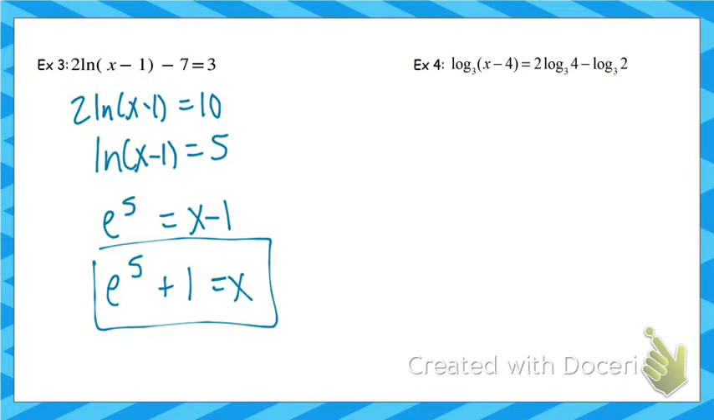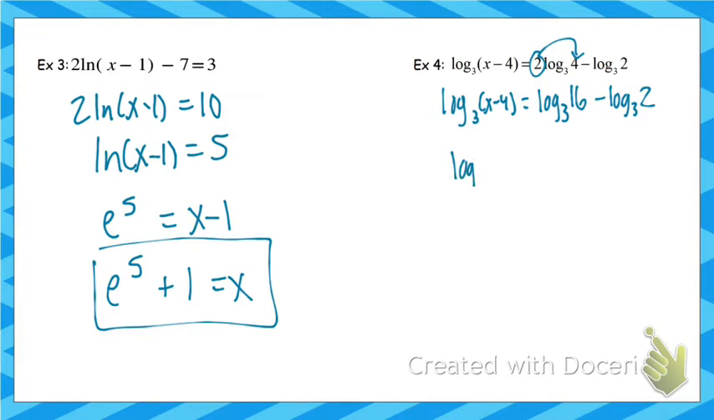All right, now, sometimes it's going to take a little bit more work to get these logs by itself. So one thing we may have to do a lot is use those properties that we did last class to condense some logs together. So look over here at the right side of this equation. I can condense those using the properties that I did last class. The 2 out in front can become the exponent on the 4. Then, using those same properties, if you're subtracting logs, then you can divide the arguments. So this would be 16 divided by 2 for the argument, which is 8.